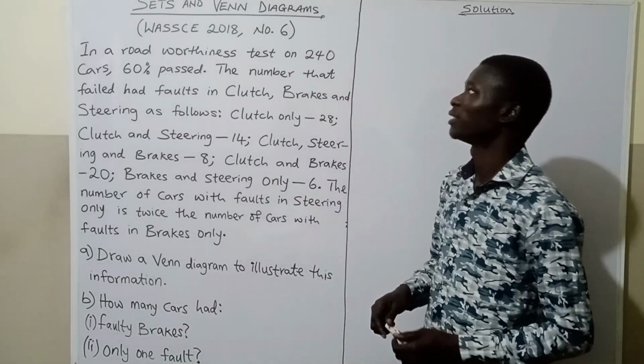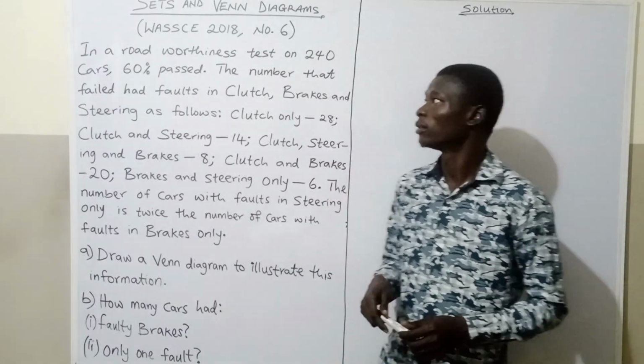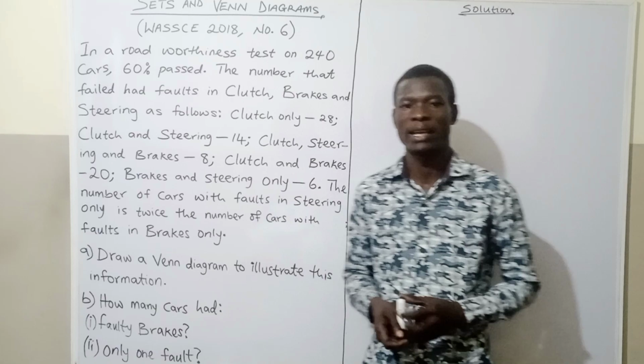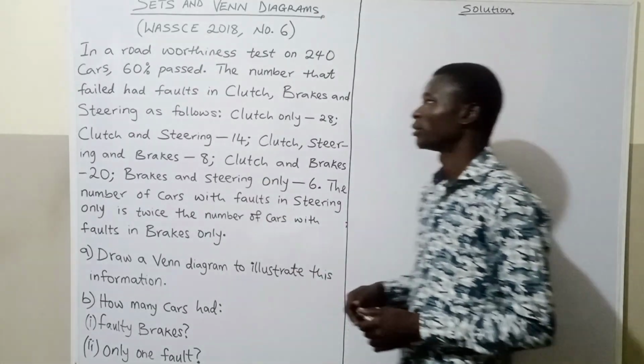This is a question on sets and Venn diagrams, and the question is picked from the WASSCE exam 2018, question number 6 to be precise. And I read the question to us.